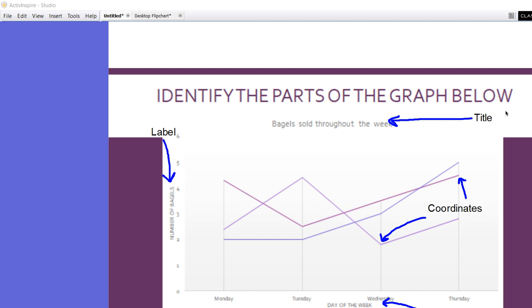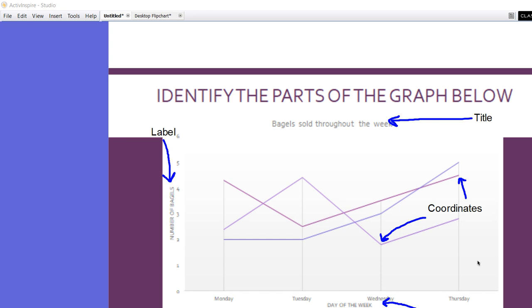Fourth, we want to find the legend on this graph, and the legend gives us information about the graph, and the legend is down here at the bottom. This legend is telling us that the 3 different colored lines on the graph represent 3 different types of bagels, a plain bagel, an everything bagel, and a chocolate bagel. So depending on which line you're looking at, that's the information that you're getting. How many of the plain bagel was sold on Monday versus Tuesday versus Wednesday, or so on and so forth.